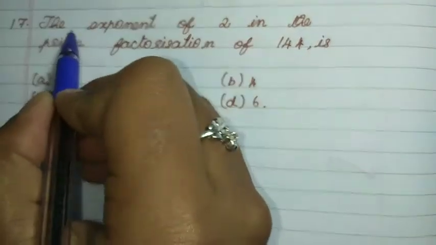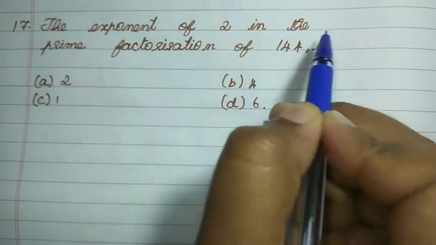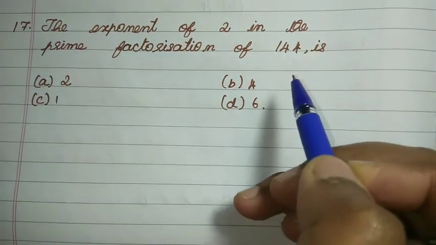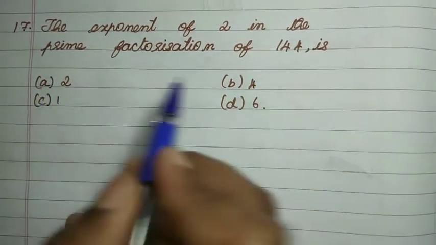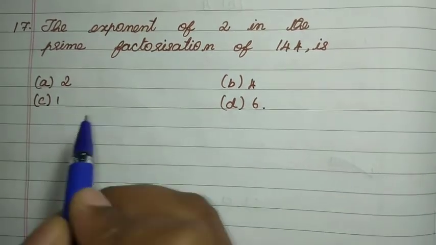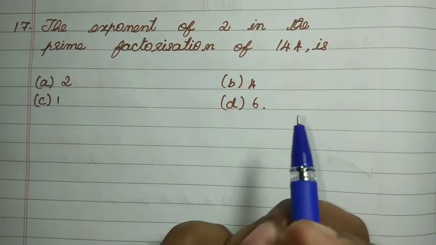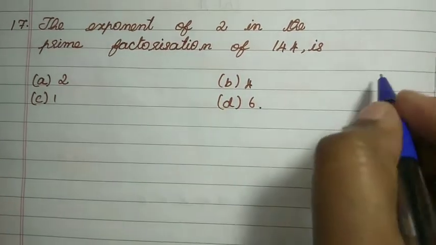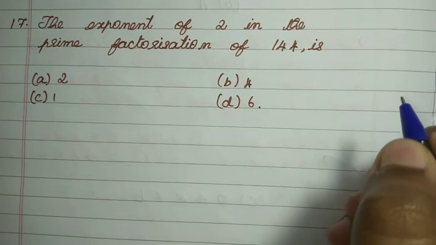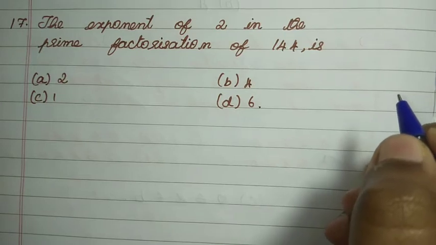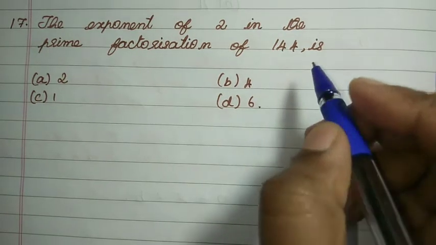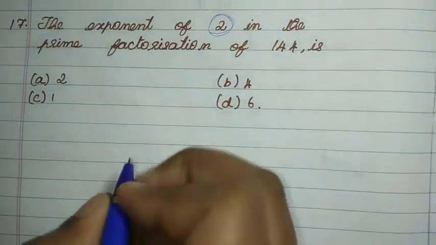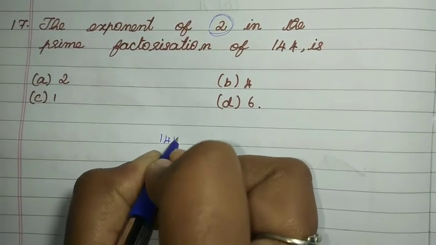Question 17. The exponent of 2 in the prime factorization of 144 is dash. Option A 2, option B 4, option C 1, option D 6. In the previous question we just saw how to find the sum of exponents of a given number's prime factorization. Here we only have to find the exponent of 2. So we'll do prime factorization first.